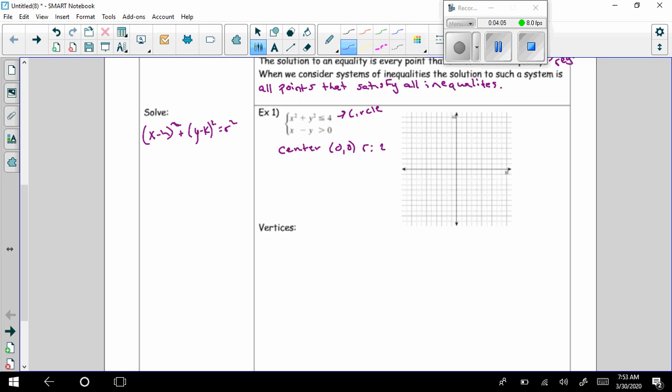And then this is a line. Color code these here. And the line, if we solve it, will be negative y is greater than negative x. So y is less than x. Remember, when you divide by a negative, flip your sign.